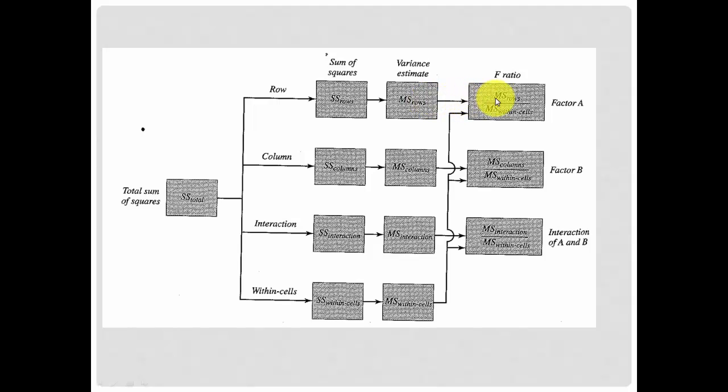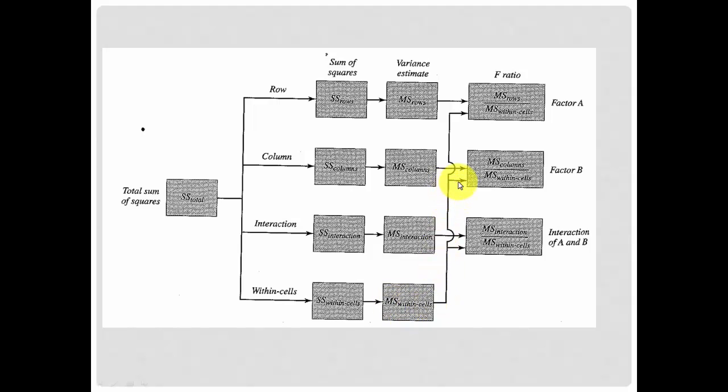So for the row, that's the main effect of the variable on the row. We are going to take our mean square row and divide it by our mean square within. All right, so between divided by within, same thing we've been doing, and that gives us our F ratio for our first independent variable, or our main effect on our row. For our column, for our second independent variable, we take our mean square for our column and divide it by mean squares within.